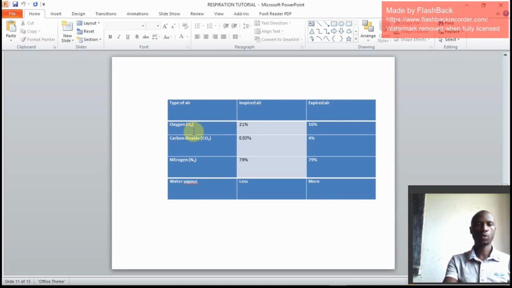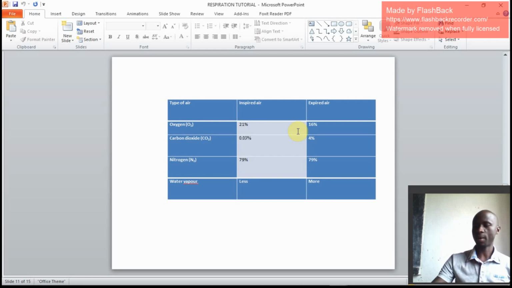If we take the case of oxygen, we inhale or inspire 21%. But after we expire, we take out 16%. Where does the rest go? Are you noticing the decrease or increase? Intake is 21, then outtake is 16. There is a reduction. Why does this reduction occur?